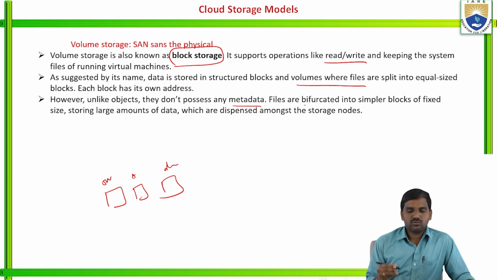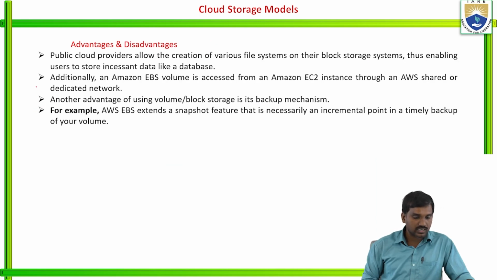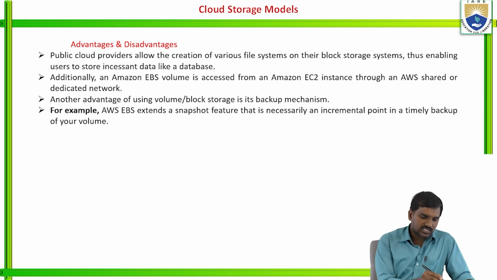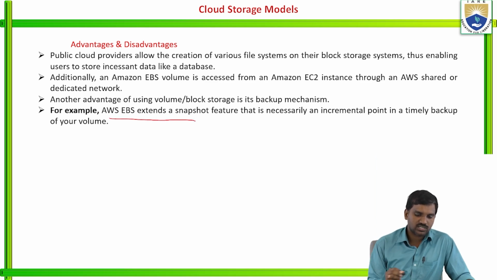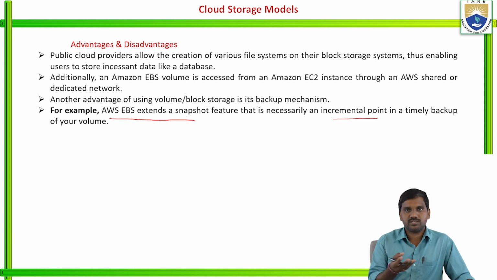Files are bifurcated into simpler blocks of fixed size, storing large amounts of data which are dispensed among the storage models. So this is volume storage. There are some advantages and some disadvantages also. The best example for an advantage is that EBS offers a snapshot feature, a feature that is essentially an incremental point-in-time backup of a volume. The snapshot that we use on our laptop or system is also one of the advantages of this storage model.